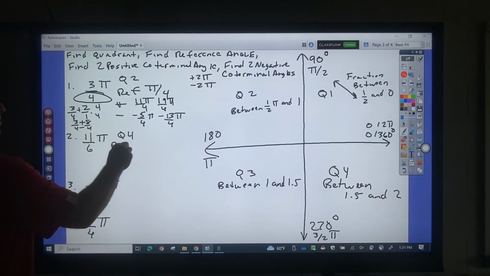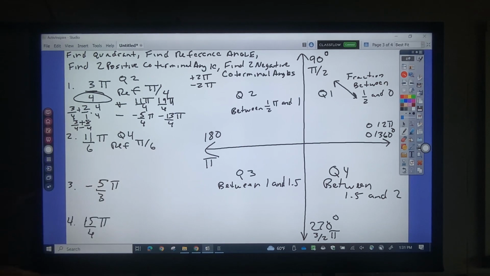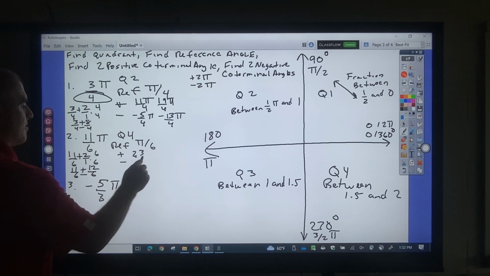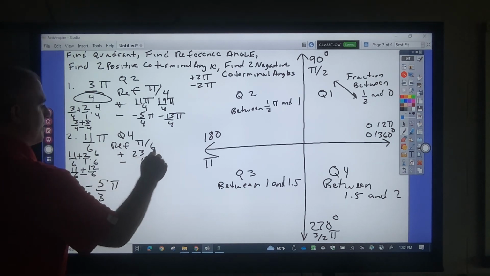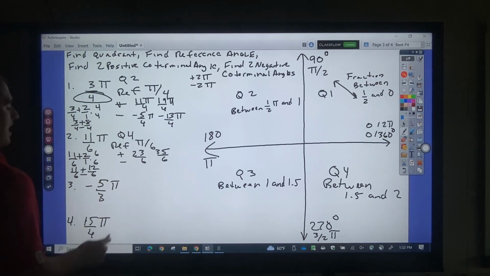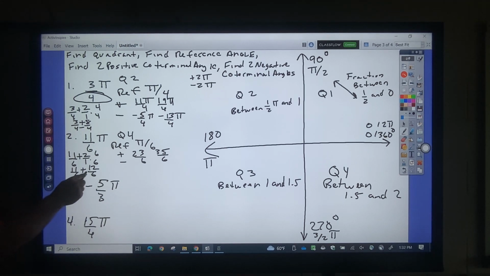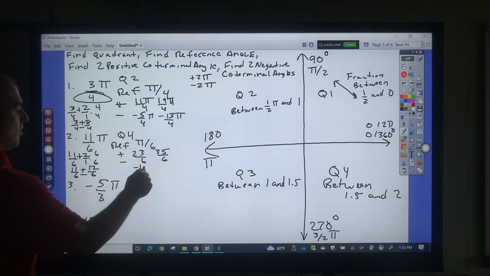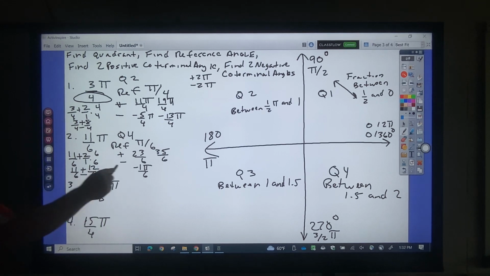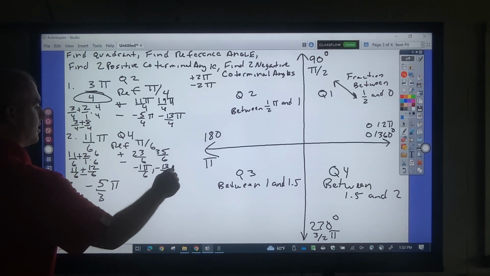My reference angle is easy. It's pi over 6. To find the positive and negative ones, I would take 11/6 plus 2 pi. As a common denominator, that would be 11/6 plus 12/6. So 11/6 plus 12/6 would be 23/6, plus another 12/6 would be 35/6. I would also subtract that. So 11 minus 12 would be negative 1 pi over 6. Subtract another 12 would be negative 13 pi over 6.